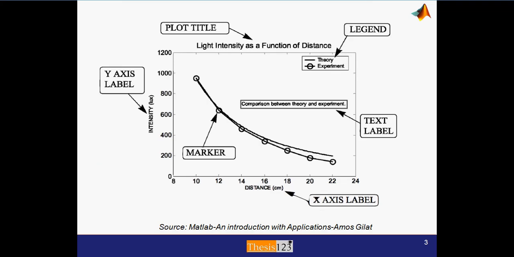As we all know, this is the general plot representation with the plot title. You will have an X label, Y label, and also to represent some information in the plot itself, you will have a text label, and you will also have a legend. If you have more than two lines, then you can represent what each line stands for. So here it is, one is theory, one is experiment, like this. And also you will have markers to distinguish between two lines. So all these things can be represented by using Matlab commands or the Matlab plot editor.